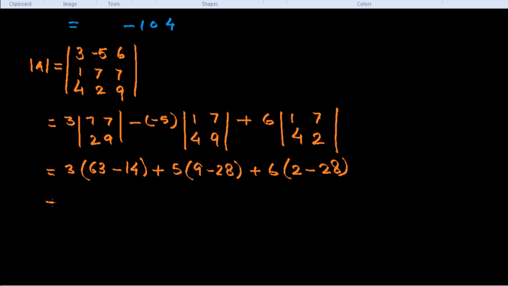So what we get here now is equal to 3. 13 minus 4 is 9, and 5 minus 1 is 4. It is 49, plus 5. 9 minus 28 is 19. It is negative 9 because 28 is the larger number.